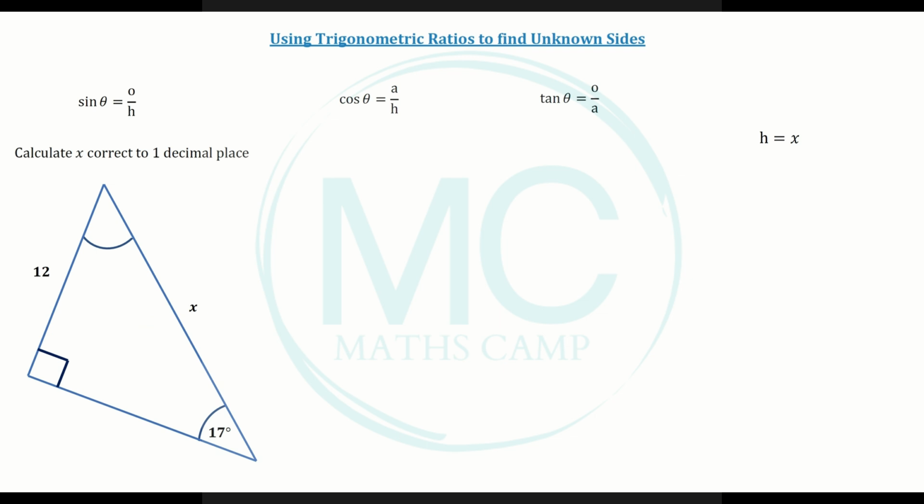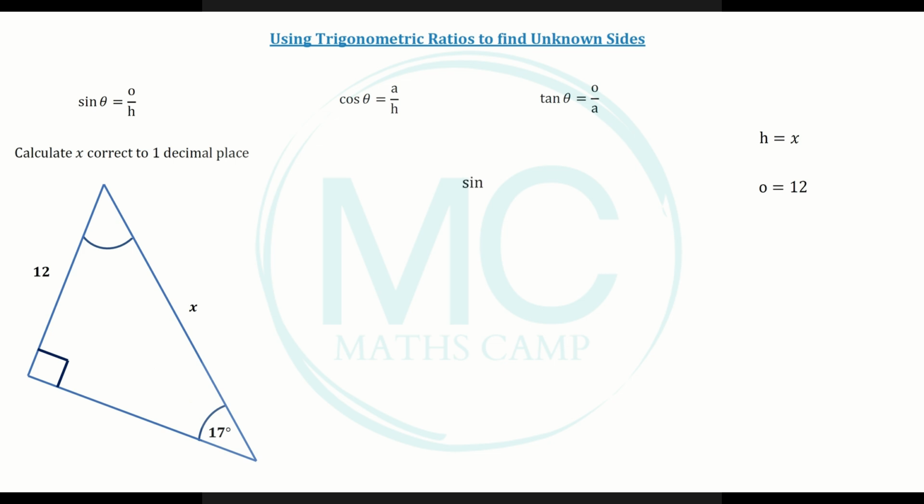Next, we can look at our angle of 17 degrees, and we can draw a line to the opposite side of the triangle. Our opposite side has a length of 12 units. So let's make a note of this up here as well. Now we have an angle, the length of the opposite side, and we need to find the value of the hypotenuse. So we need a ratio that uses both the opposite and the hypotenuse. Sine uses both the opposite and the hypotenuse.